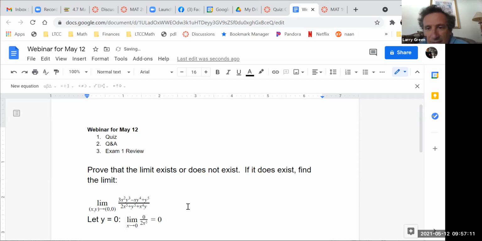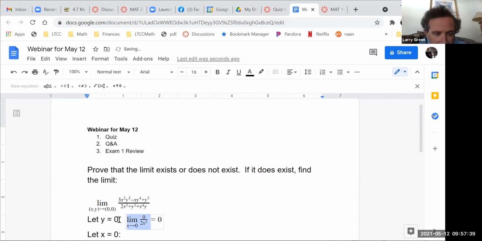Okay, so now we need to find another path. What's another path that you might want to try? Yeah, how about x equals 0? Okay, and if that doesn't work, you could try y equals x or y equals x squared. There's an infinite number of paths.